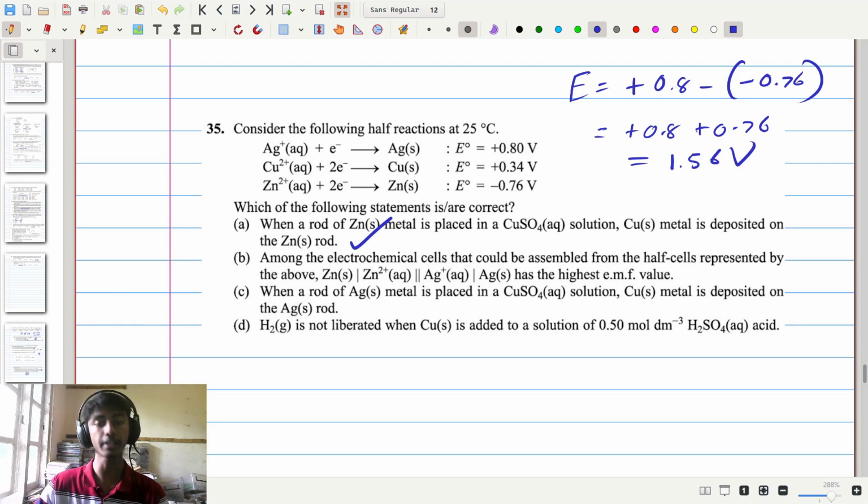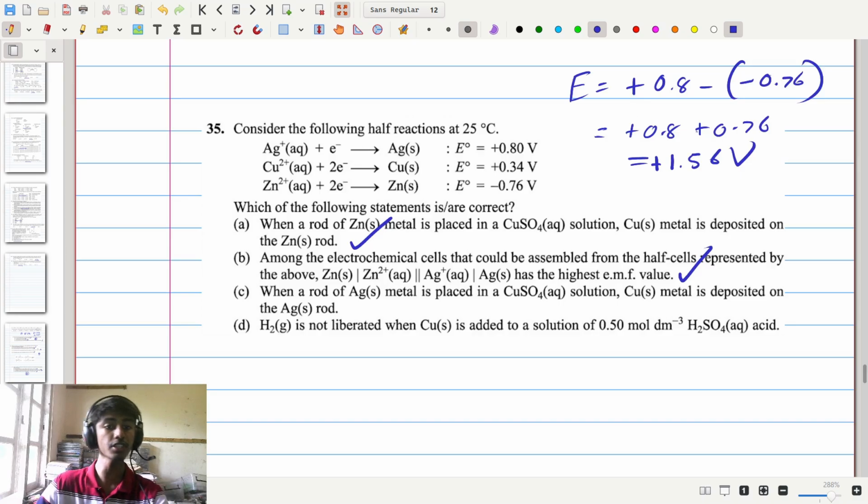Now according to that, since the potential of this one is positive and it's the largest potential difference among any of these, we can say that this reaction will happen in the forward direction of the cell, and also it will have the highest potential difference among any of the cells created using these reactions. So therefore statement B is also correct.